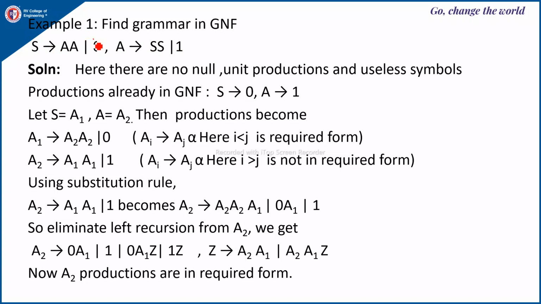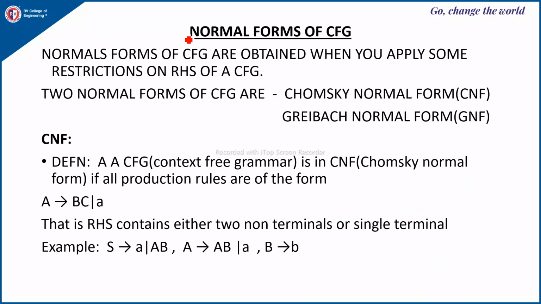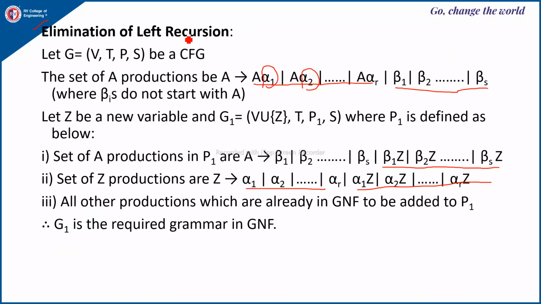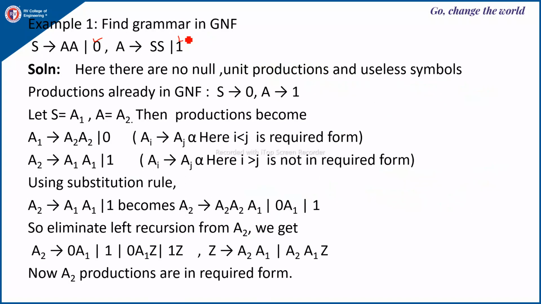So these are already in the required form. And you can observe that there is a left recursion. So here you can start S derives A derives SS. So you have a left recursion. So here there are no null, unit productions and useless symbols. So productions already in GNF are S derives 0 and A derives 1.